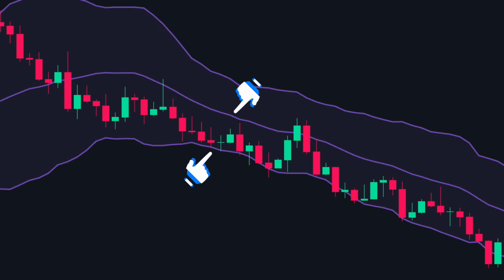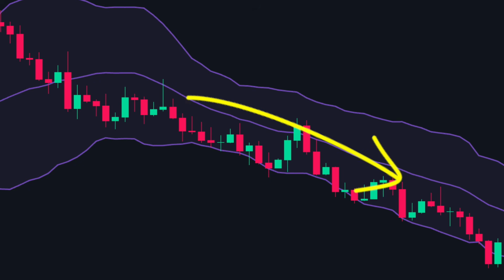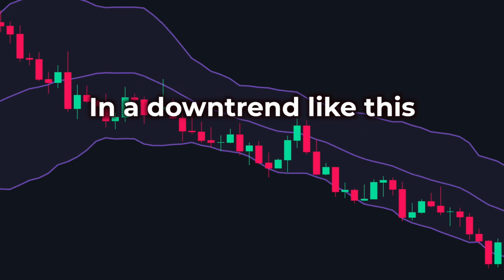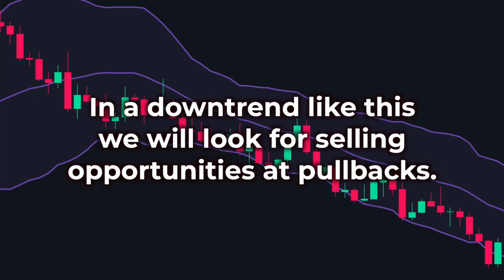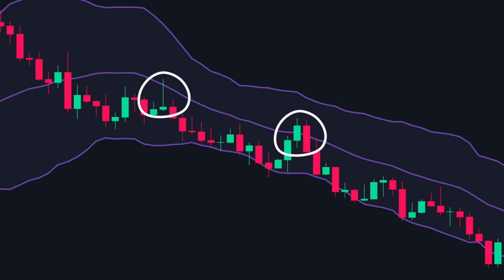Similarly, if the price is trading between the middle band and lower band, we consider this a downtrend. In a downtrend like this, we will look for selling opportunities at pullbacks. These pullbacks happen at the middle band, so we will look to sell around the middle band.